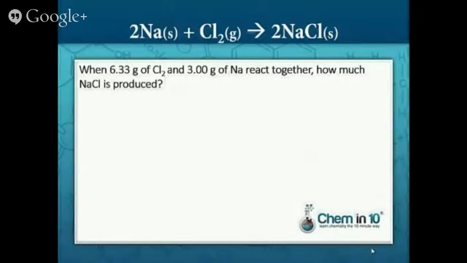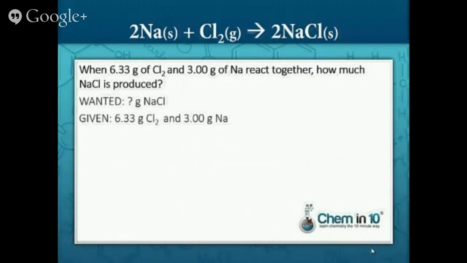So let's look at this. When 6.33 grams of chlorine gas and 3 grams of sodium react together, how much sodium chloride is produced? We already know we're not going to get 10.4 grams. We want to know the grams of sodium chloride. We're given actually 2 amounts, 6.33 grams of chlorine gas and 3 grams of sodium.